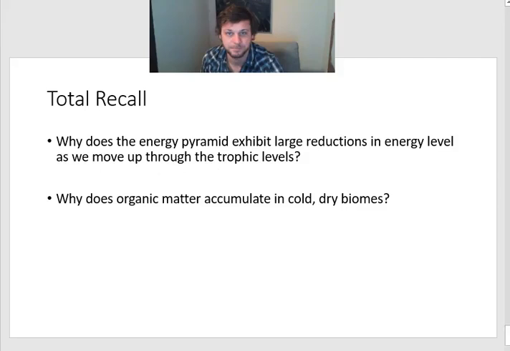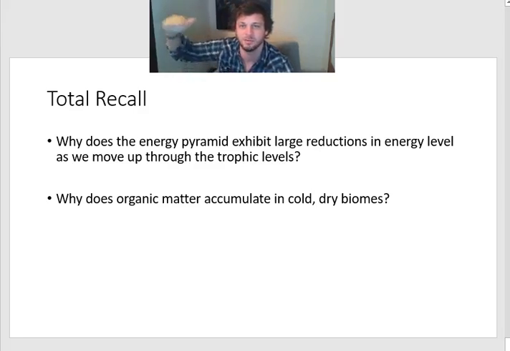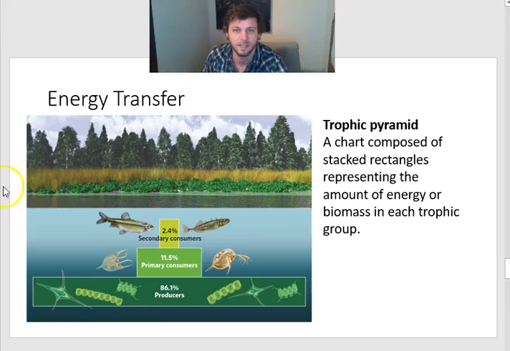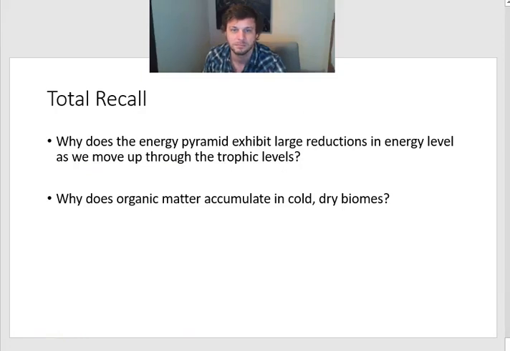Alright. And so that's it for this one. Think about, why does the energy in the pyramid get large reductions as you move up? So looking at this one, why do you go from 86 to 11 to 2? And why does organic matter accumulate in cold, dry biomes?